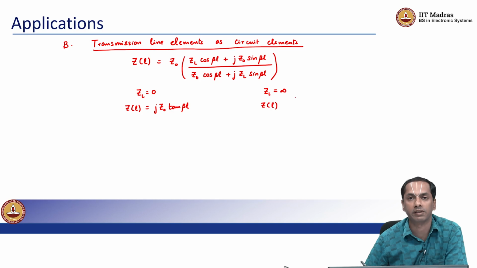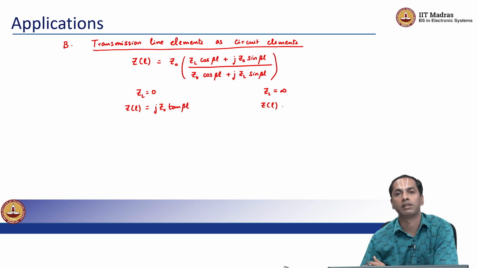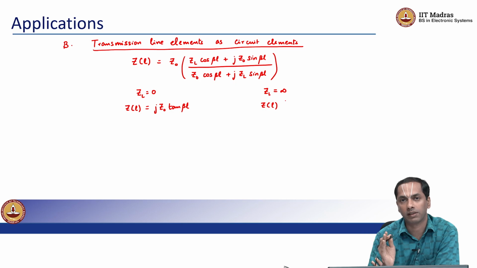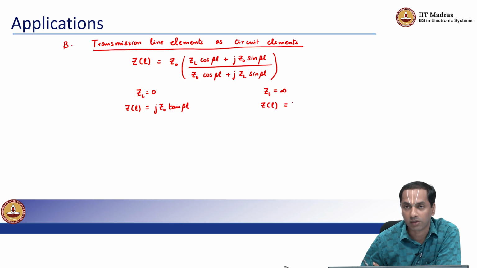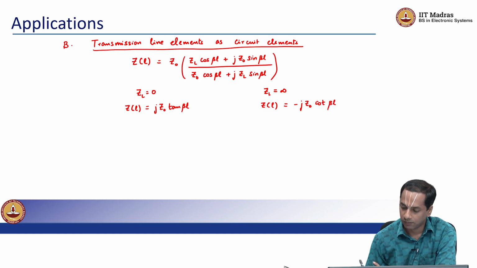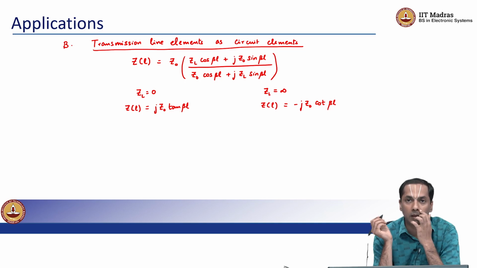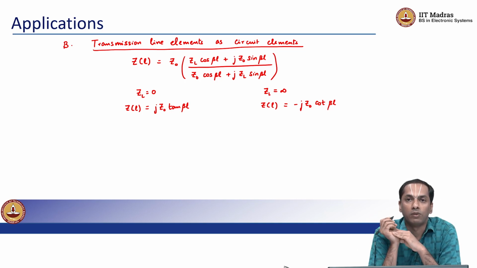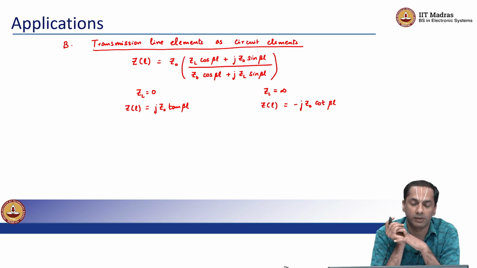But what is surprising is that even though the load impedance is 0 or infinite, once I have a transmission line of certain length L, I transform these short circuit and open circuit impedances to purely reactive impedances. As I change the value of L, going from the load towards the generator, I notice that the impedance transforms itself into purely imaginary values, or purely reactive elements.